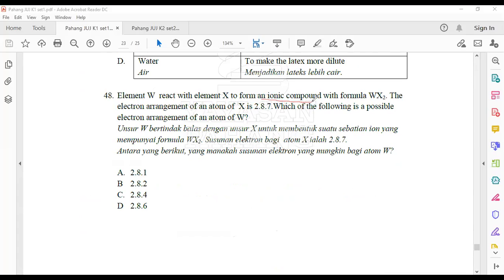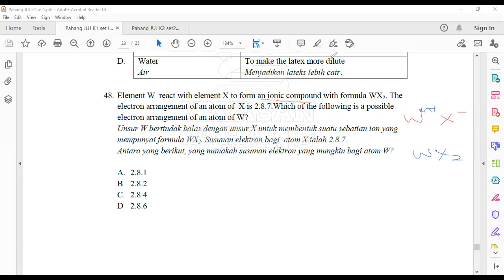Keywords are ionic compound, WX2. The electron arrangement of atom X is 2.8.7. Meaning to say, when X is 2.8.7, X forms X negative. And for W, let's say I represent it using M positive. You get your final answer as this.